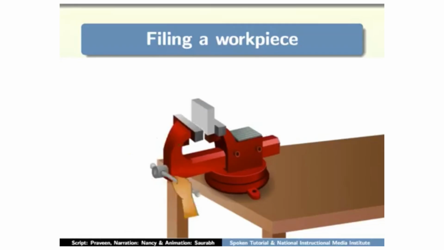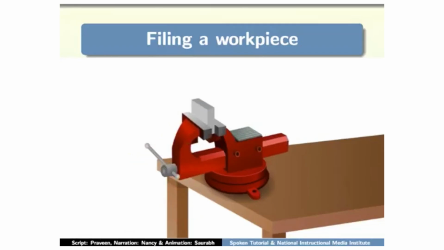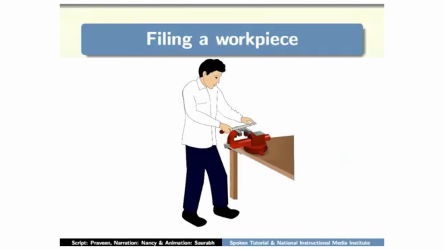Next step is to place the workpiece securely in the bench vise once again. Position yourself at 90 degrees perpendicular to the bench vise. Place your left leg in the front and right leg at the back. This is the best position for filing.